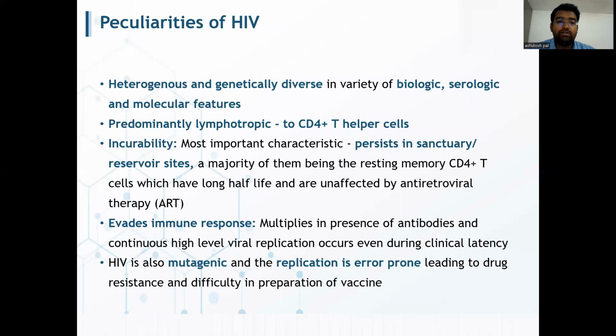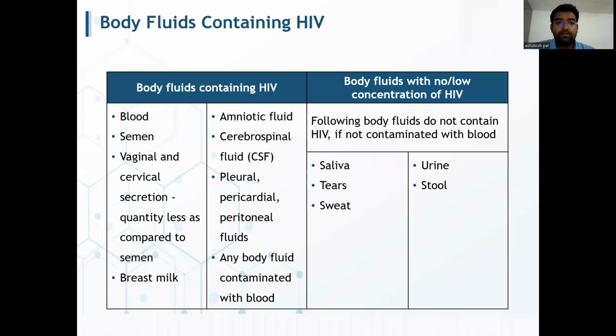The incurability is due to its most characteristic feature, which has been attributed to its persistence in sanctuary or reservoir sites, a majority of them being resting memory CD4 T cells, which have long half-lives and are unaffected by antiretroviral therapy. It evades the immune response. It is highly mutagenic, and replication is error-prone, leading to drug resistance and difficulty in preparation of vaccines.